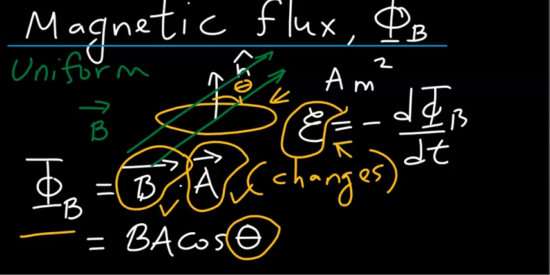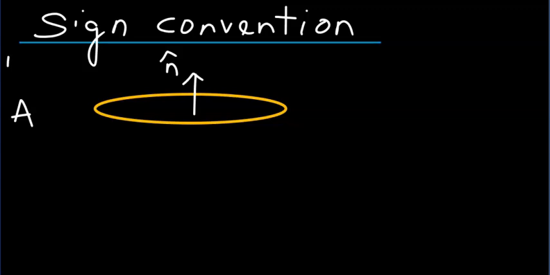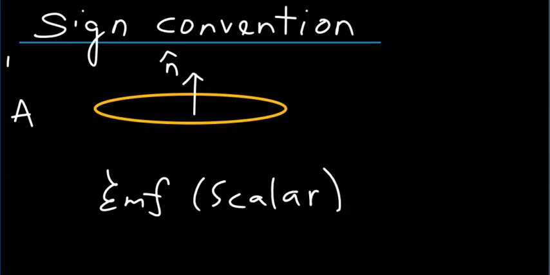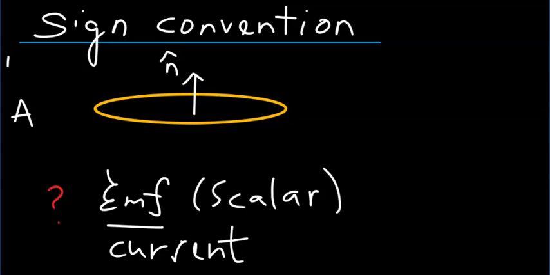Let's look at a sign convention to determine the direction of induced EMF. Note that although EMF is a scalar, we can talk about the direction for this induced EMF because the direction of the induced EMF controls the direction of the induced electric current. So how do we determine the direction of induced EMF? It can be determined from the following sign convention.